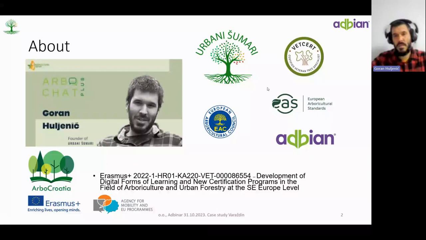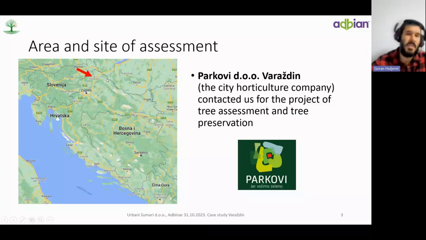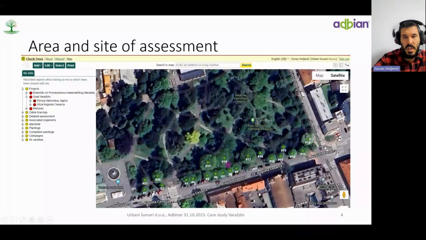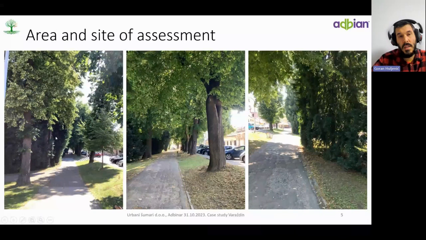So I would show you what we did in this city, you see it on the map, it's in the north of Croatia. And the city horticulture company, Parkovi Varaždin, contacted us for a project of tree assessment and tree preservation. The area is in one very important city park, and here you can see the population of the trees that we assessed. So it was all in all 21 trees, and this park is, as I said, quite important and old.